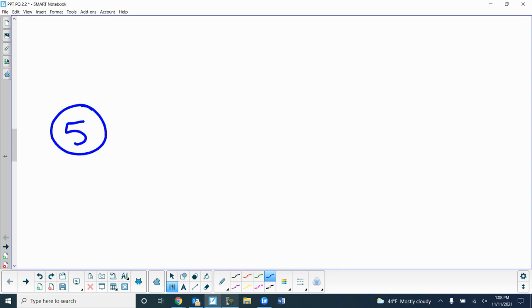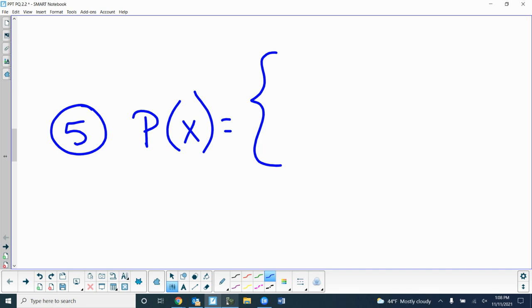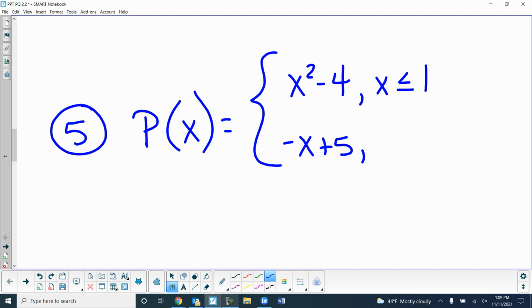So, p of x, our function p, has 2 pieces: x squared minus 4 and negative x plus 5. This is the piece when x is less than or equal to 1. This is the piece when x is greater than 1.